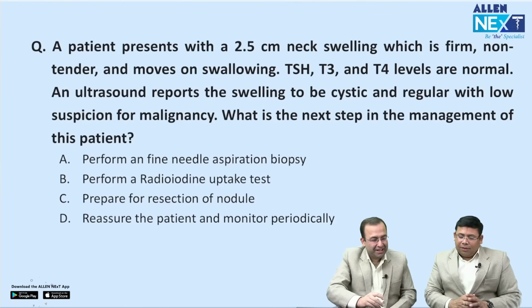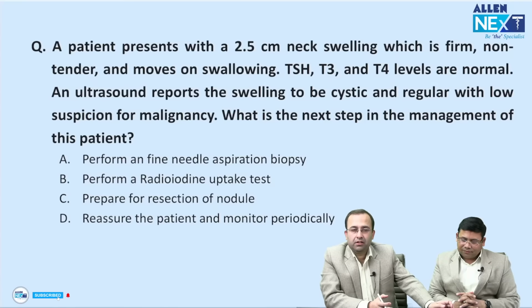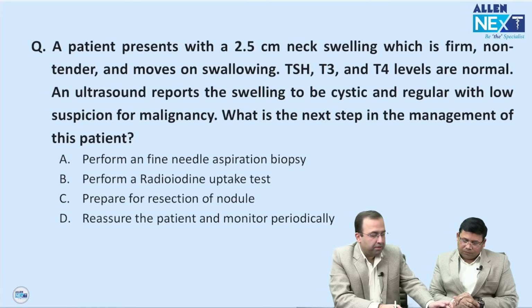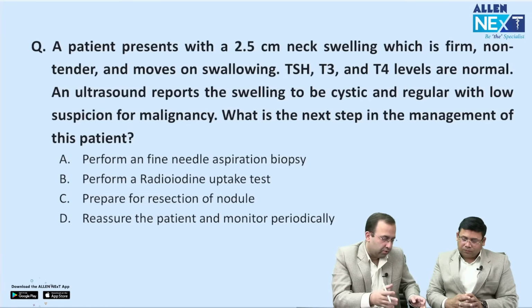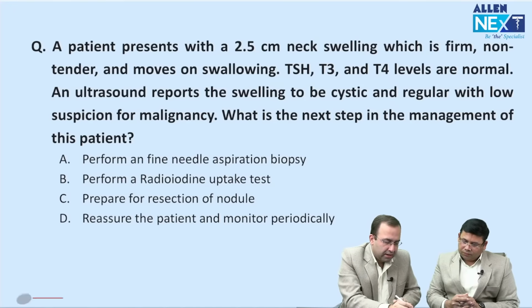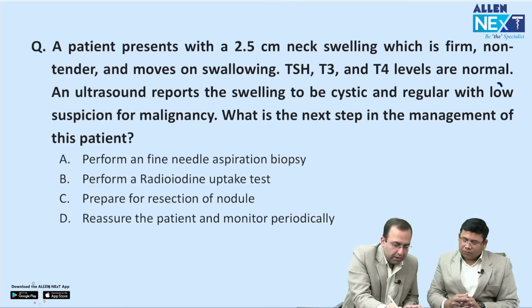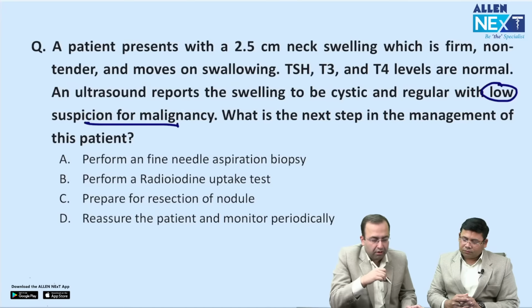Next. So another, I think last year November INI question. Patient presented with 2.5 centimeter neck swelling, which is non-tender, moving with deglutition. That is, it's a thyroid swelling. TSH, T3, T4 are normal. Ultrasound reports the swelling to be cystic and regular with a low suspicion of malignancy, which is the next step in management.